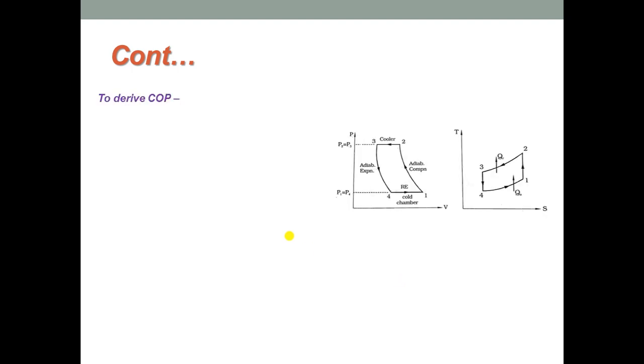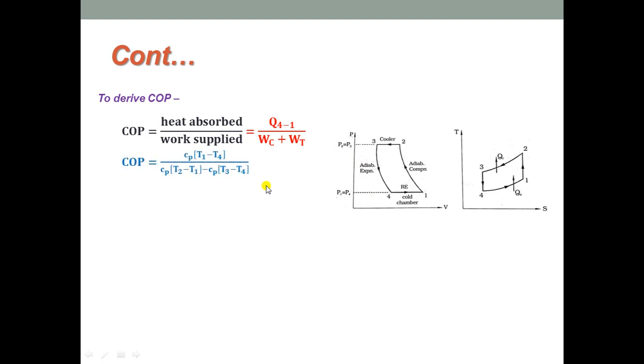Now we see how to derive the coefficient of performance of the Bell-Coleman cycle. We have the definition for coefficient of performance, which is given by heat absorbed by work supplied. Heat absorption takes place during the process 4 to 1 by the working substance, that is air, which is taken as Q41, and work in this case is given by work of compression plus work of turbine, that is expansion. From previous slides we have the expressions for these things.